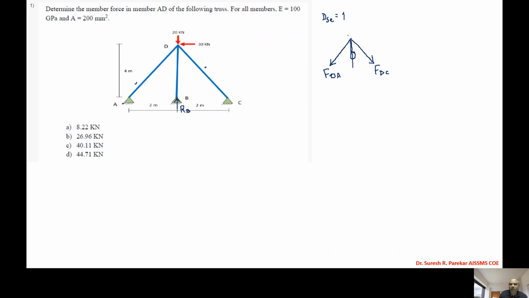We have this as 30 kilonewtons, and vertical we have 20 kilonewtons. Then we will apply summation. So the angle, if we see, is tan inverse of 4 by 2, so we will get this angle as 63.43.